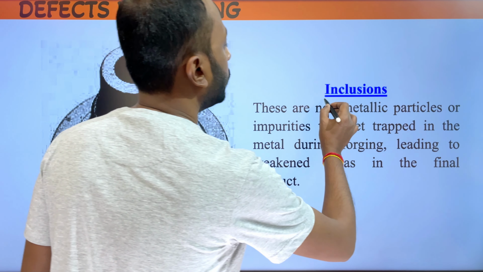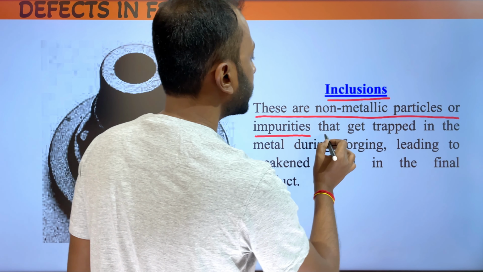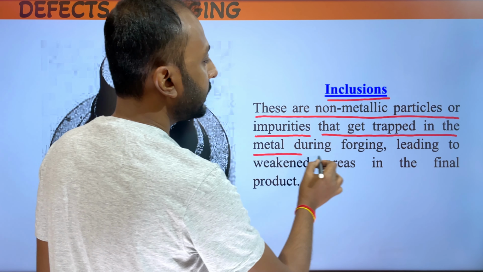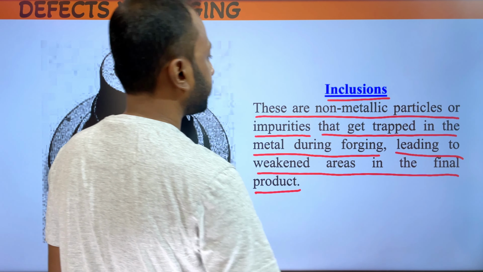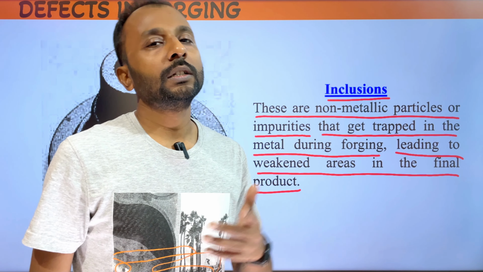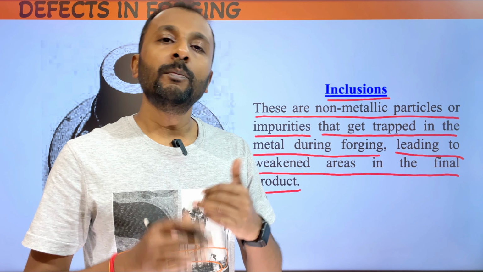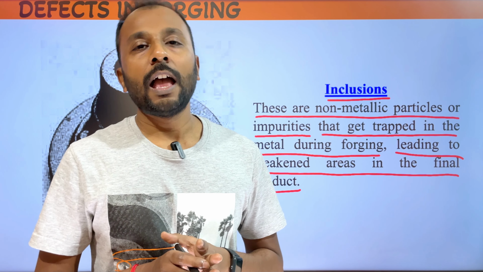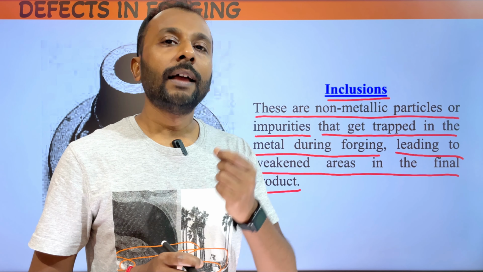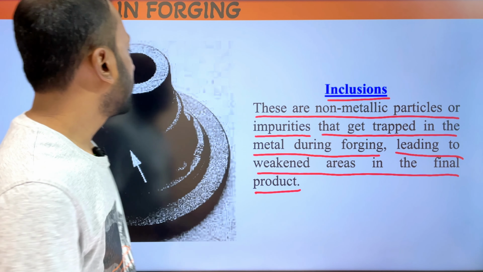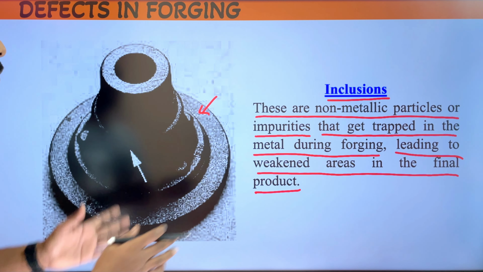The next is inclusions, or solid inclusions. These are non-metallic particles or impurities that get trapped in the metal during forging, leading to weakened areas in the final product. Inclusions occur when we are doing closed die forging operation and not cleaning the die before the operation. Foreign particles may be present in the closed die before the operation, and the foreign particles get trapped into the surface of the final product and create the solid inclusion forging defect.